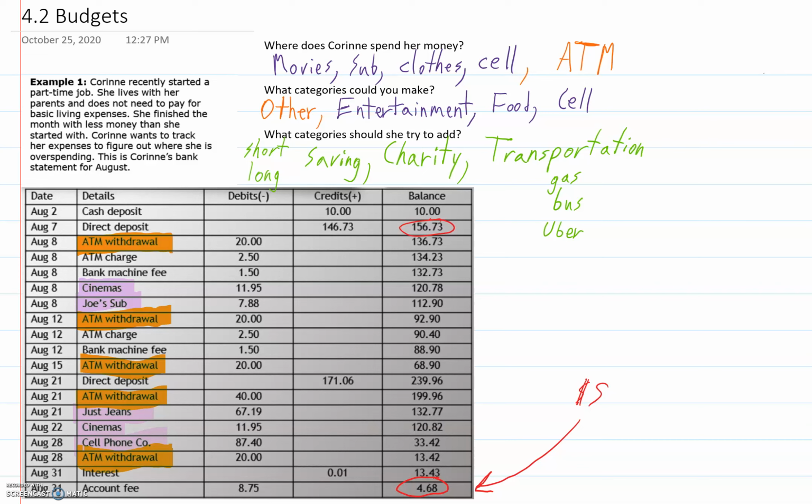And maybe she should try saving a little bit more. She spent a whole lot of money on August 8th, for example. I don't know what she was doing, but she took out ATM withdrawal, cinema, and sub all in one day. Yikes. You can also notice here that right after she got money from her work, she spent a whole bunch of money, almost $110 roughly, the day of her getting money. So maybe she needs to just keep track of these things, and that might help her out.